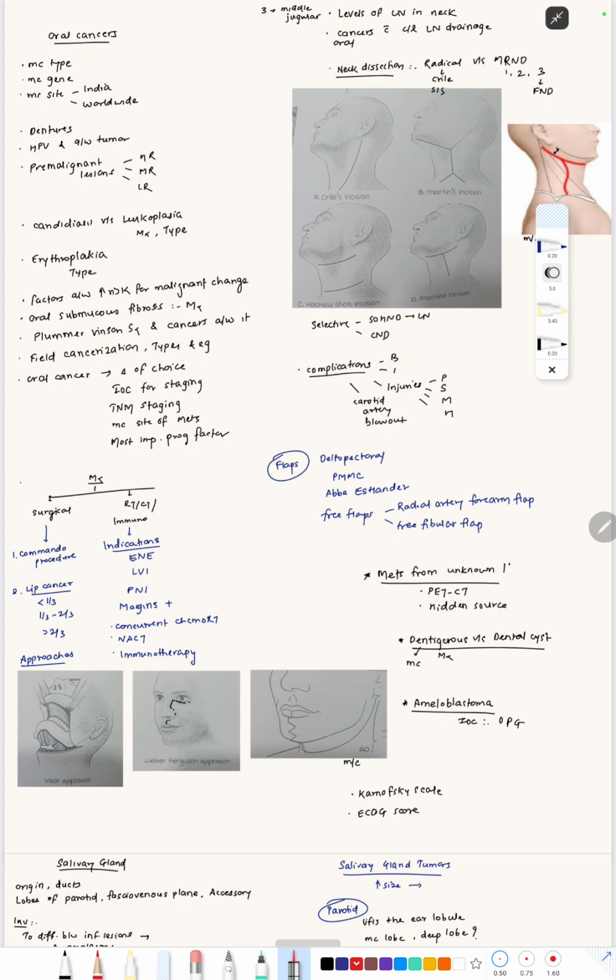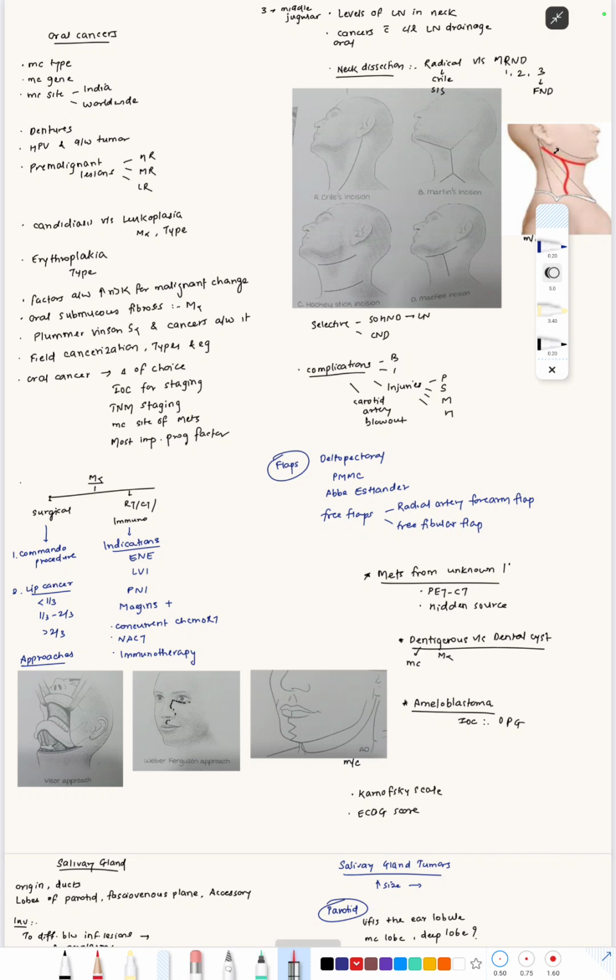Then the lymph node status. NX means the lymph nodes have not been assessed. N0 means no lymph nodes are involved. N1 is ipsilateral lymph node less than 3 cm in size. Then N2 is further divided into N2A, N2B, N2C. N2A means ipsilateral lymph node of 3 to 6 cm in size.